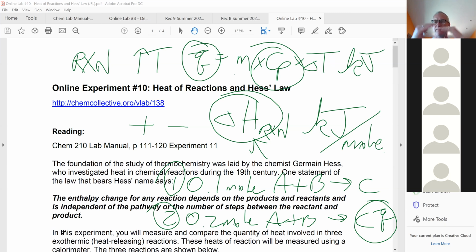And when we put these things together, the delta H's should balance out, not the Q's. I can have Q from one reaction and a second and a third reaction. If they're all different amounts, I won't be able to add them together using Hess's law. If I have delta H, it's going to be per mole, and I will be able to do that.